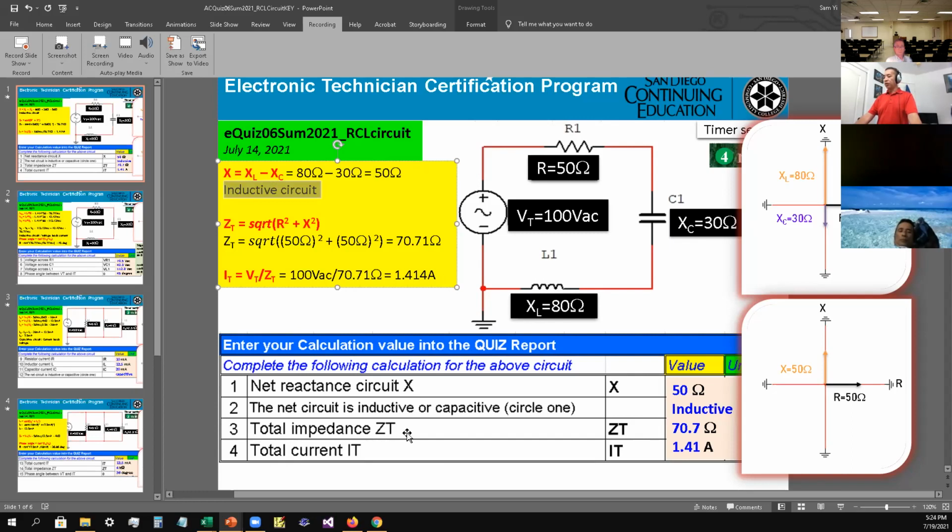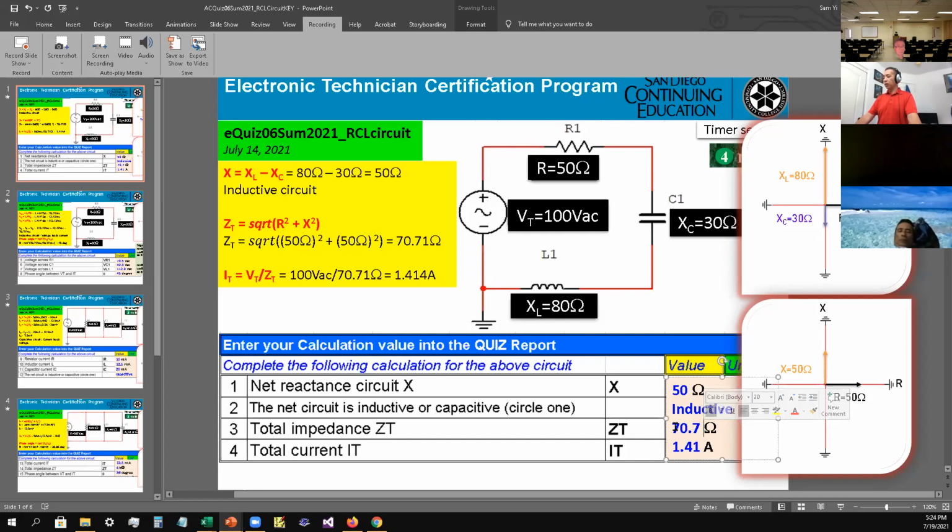And number 3, the total impedance. For total impedance, you have to use the calculation ZT equals the square root of the quantity R squared plus X squared. R is 50 ohms, so 50 ohms squared plus 50 ohms squared. You square that, add it together, and take the square root of it. That gives you 70.7 ohms. So ZT equals 70.7 ohms.